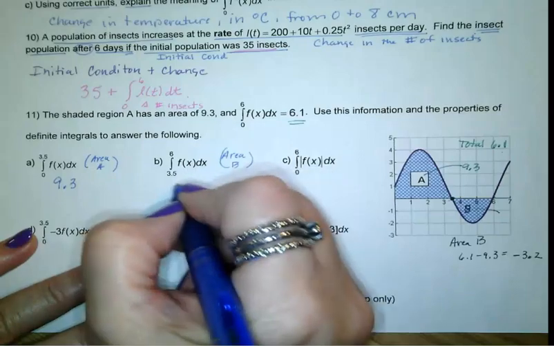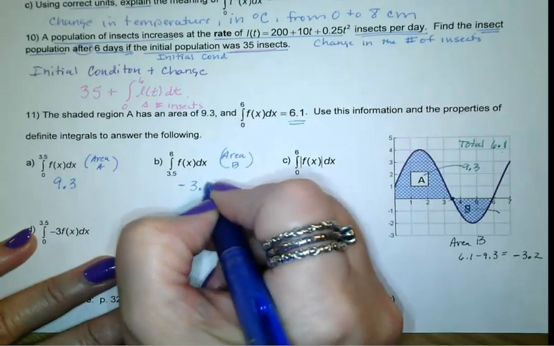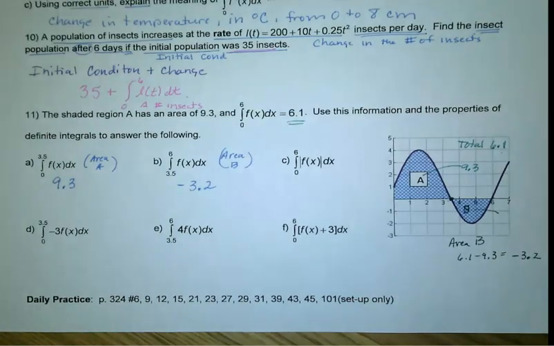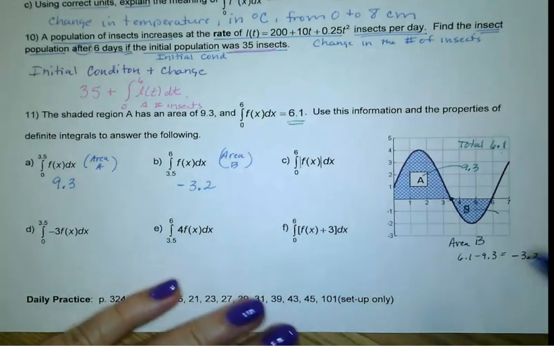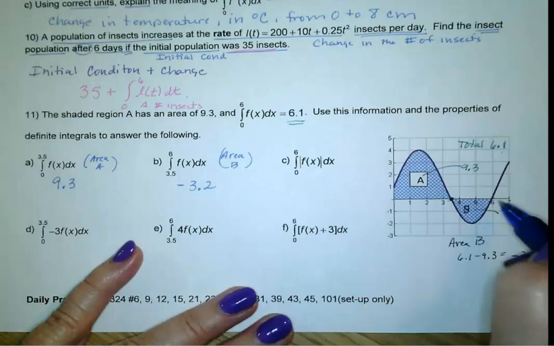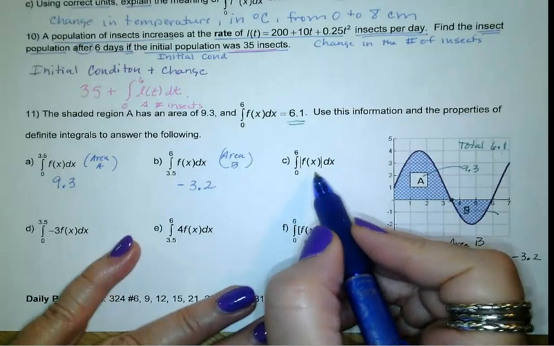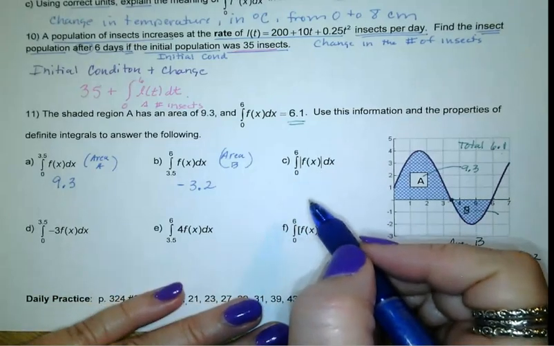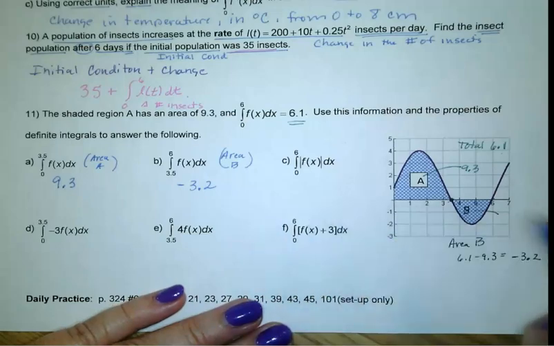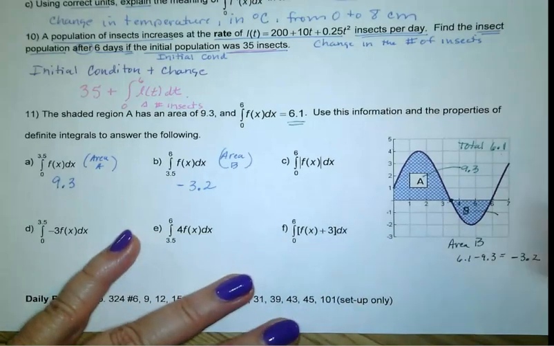And so that is negative 3.2. All right, so now we're going to find the area from 0 to 6, but notice the absolute value bars. So that just means the total area. So I need to add up the total area.